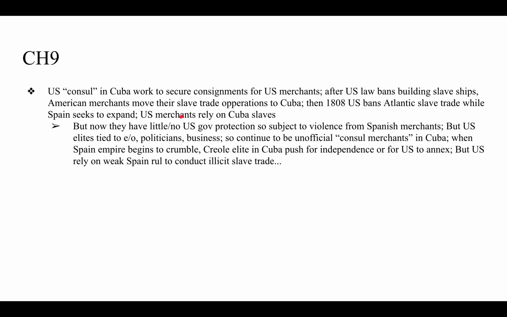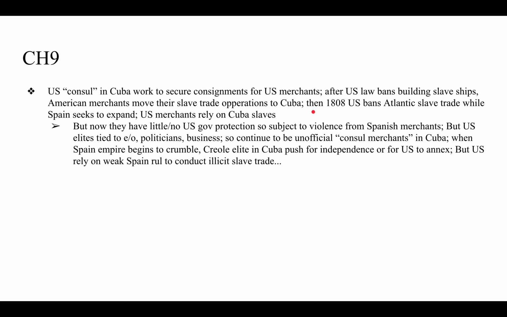There's also a U.S. "consul" in Cuba, which worked to secure consignments for U.S. merchants. I say consul in quotes because rather than diplomatic engagements, it was mostly engaged in making money and protecting U.S. merchants. After the U.S. law banned building slave ships, American merchants moved their slave trade operations to Cuba.